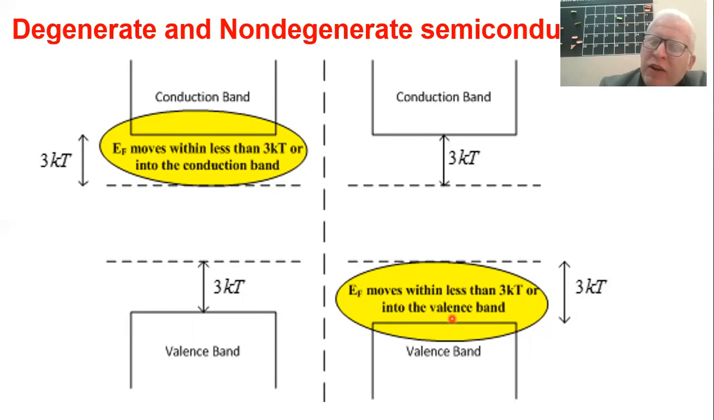Otherwise, when you have doping, but the distance between the Fermi level and the conduction band, or the Fermi level and the valence band, is greater than 3 kT, we call this the non-degenerate case. Normally speaking, in 95, 96, 97% of cases, we are dealing with a non-degenerate semiconductor. Especially in our course, we will roughly have a non-degenerate semiconductor all the time.